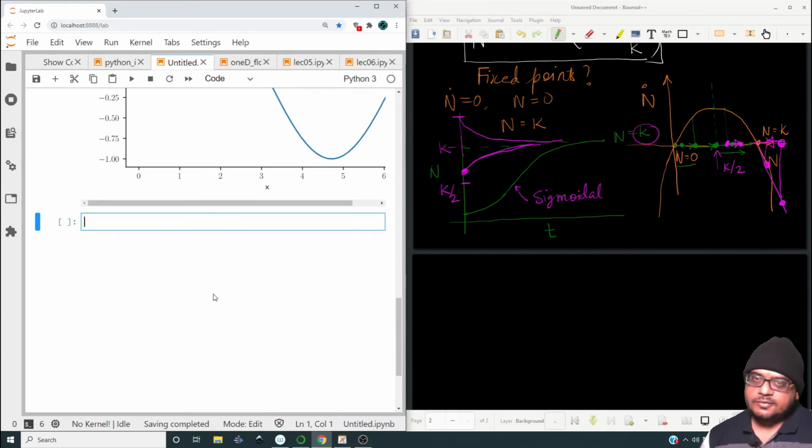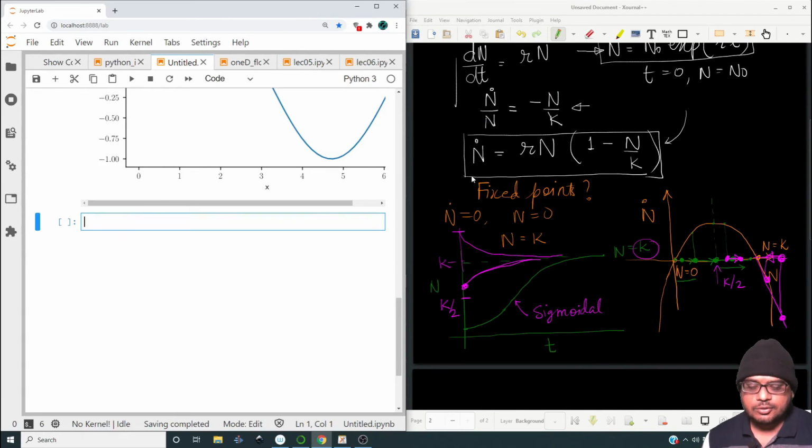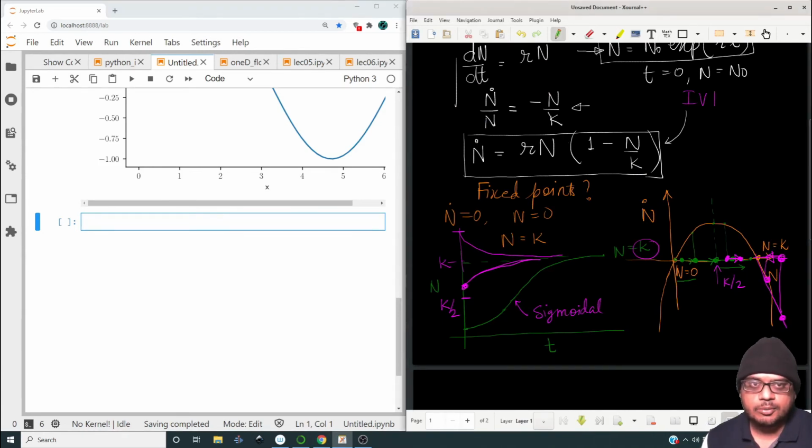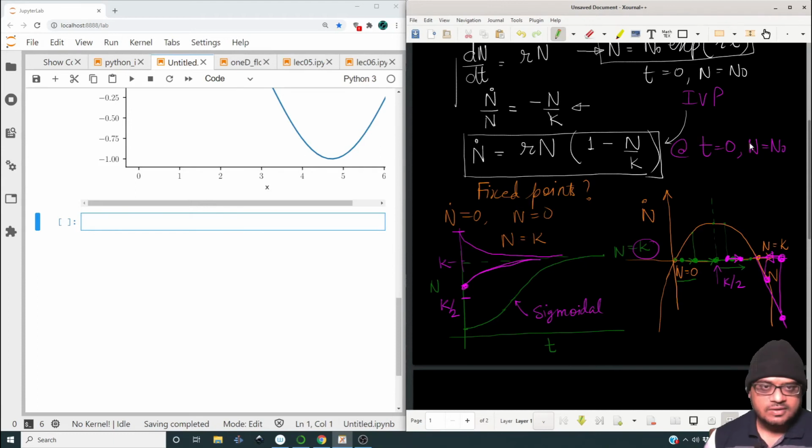So in order to do this, we must integrate, we must find a solution to this initial value problem. This kind of a problem is called an initial value problem, where you must also specify some initial condition at t equal to 0. Suppose the population is n equal to n naught, and then we can vary n naught and see what happens.